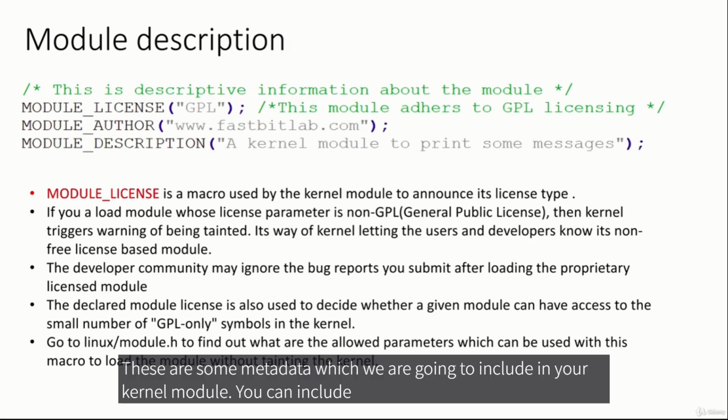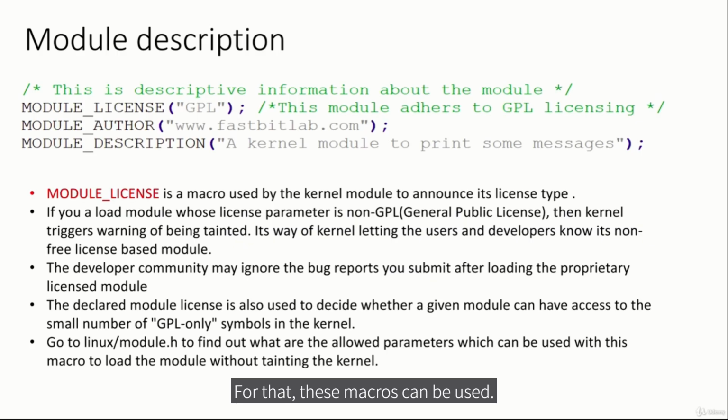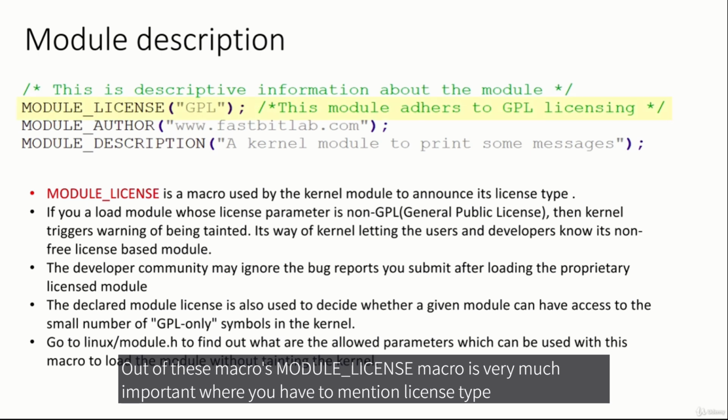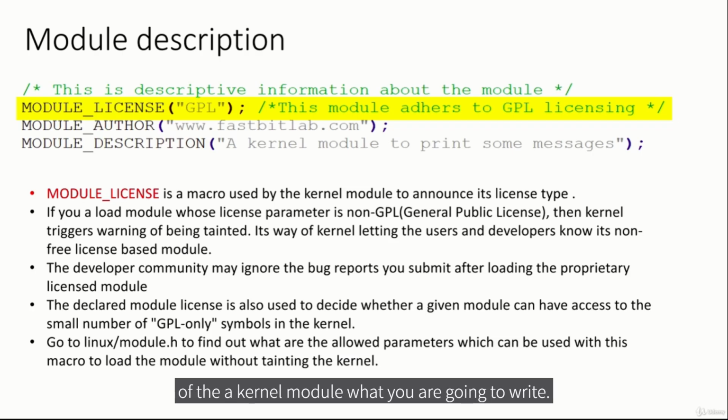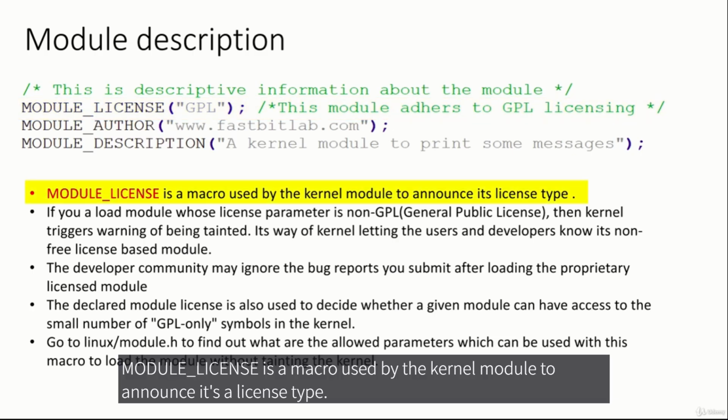These are some metadata which you are going to include in your kernel module. You can include module license, module author, and module description. For that, these macros can be used. Out of these macros, the MODULE_LICENSE macro is very important, where you have to mention the license type of the kernel module you are going to write. MODULE_LICENSE is a macro used by the kernel module to announce its license type.